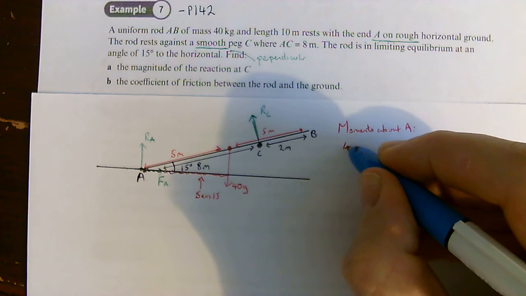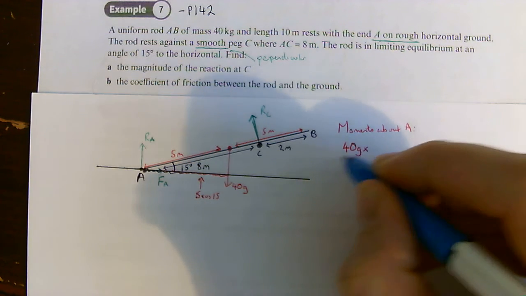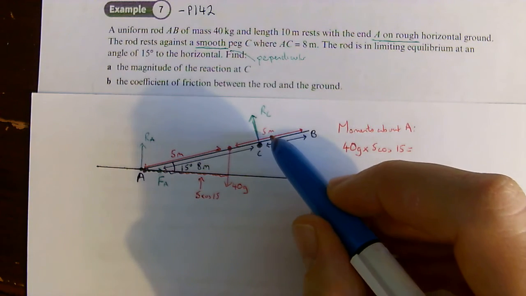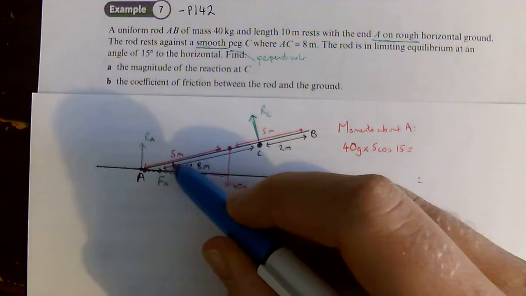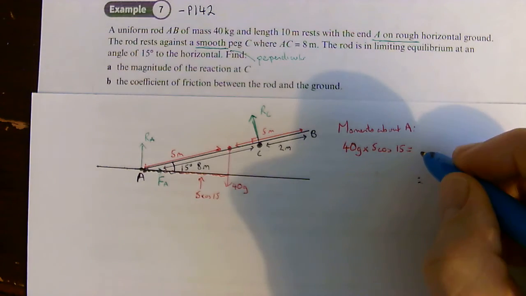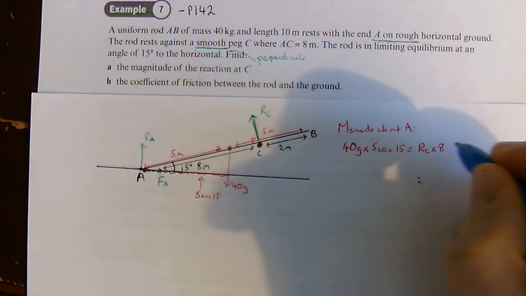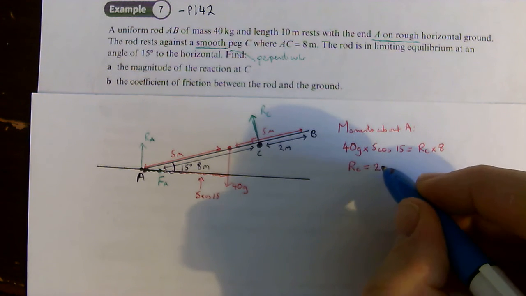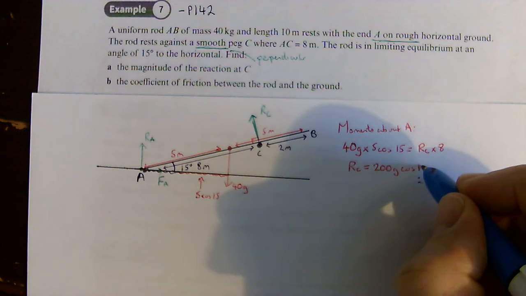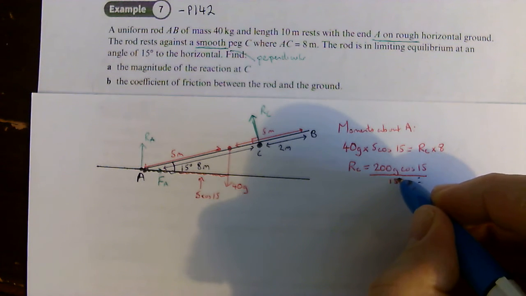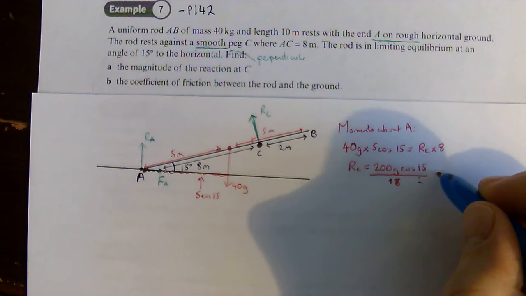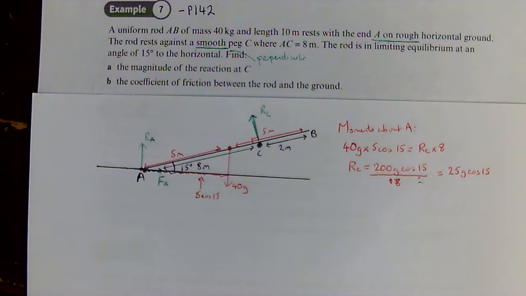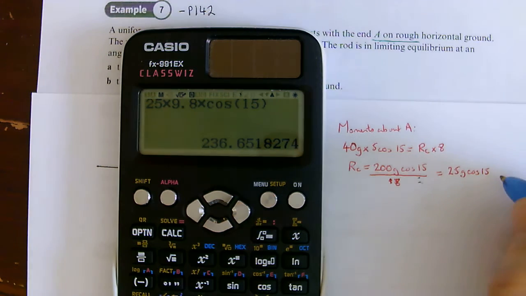So when I do moments about A, I've got my force, which is 40G, times the perpendicular distance, which is 5 cos 15, must equal my anti-clockwise moments, which is this force RC times its perpendicular distance. Well, this is a right angle, so it's just times 8. That tells me that RC is equal to 200G cos 15 divided by 8, which is 25G cos 15. That gives me an answer of 237 newtons.